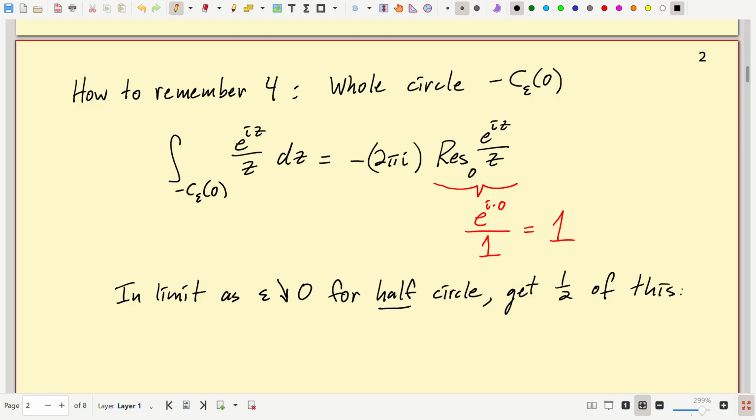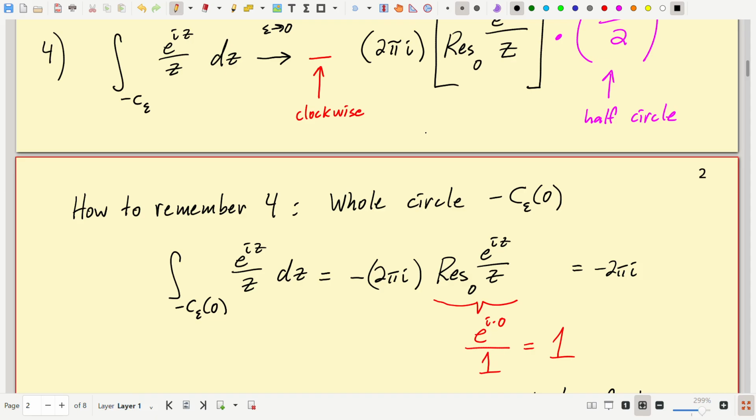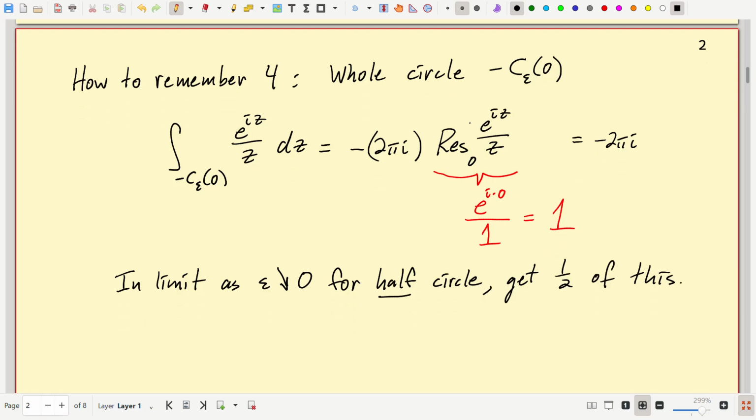By the way, this residue is just 1, so I get minus 2 pi i here. And so when it's half that, it's just going to be minus pi i. I'll go write that in the box here. This is going to turn out to be minus pi i when I take half of it. Okay, so I've got everything so far.